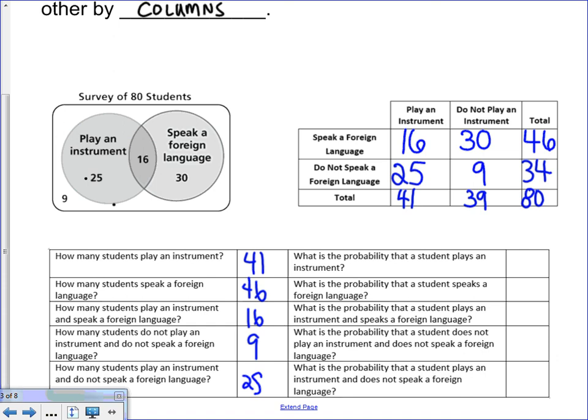And then can I have a volunteer, somebody who would describe to me, how did you answer the questions in the right column when it asked for probability? What changed in your answer?